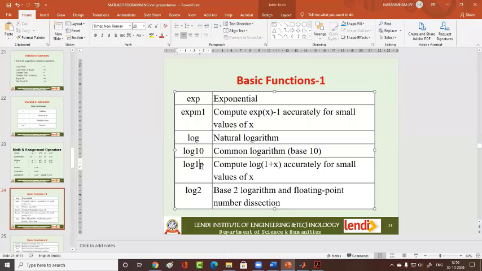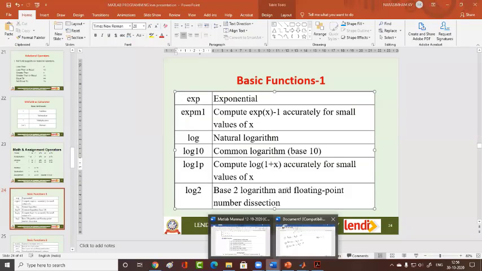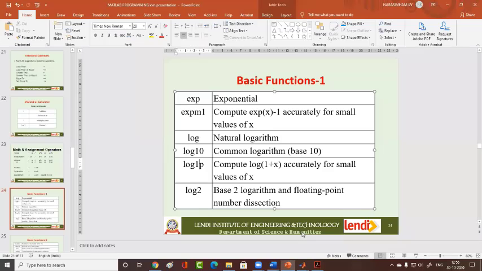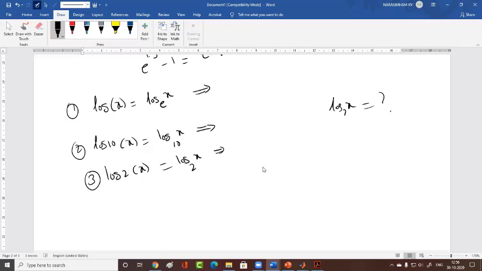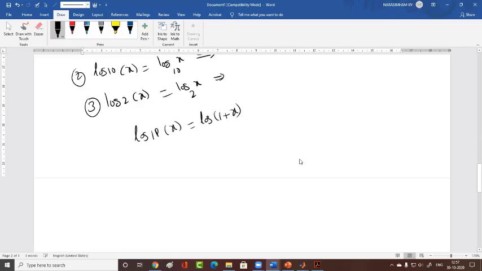So log1p is nothing but computing log of 1 plus x. Now listen carefully. Now observe log1p. Log1p of x is nothing but log of 1 plus x. This is the fourth type of logarithmic function.